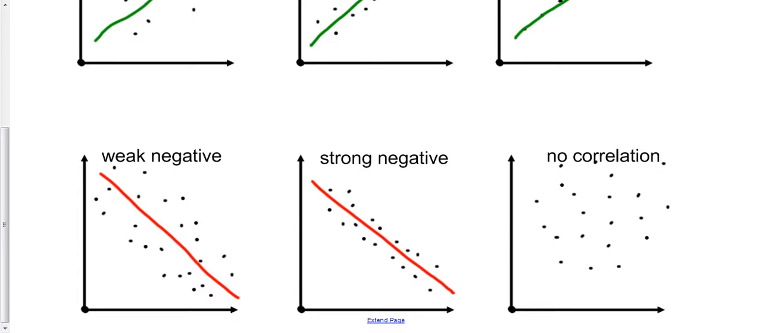And the final example here, no correlation. Well, you can't really tell. Is there a positive correlation? Is there a negative correlation? As my x's are increasing, my y's are all over the place. So there's no correlation.